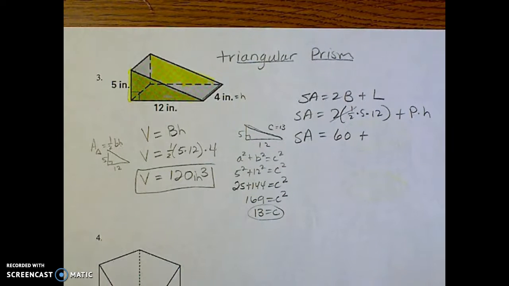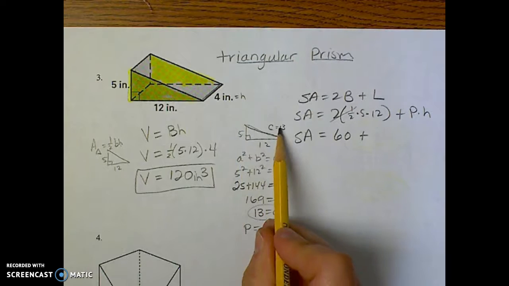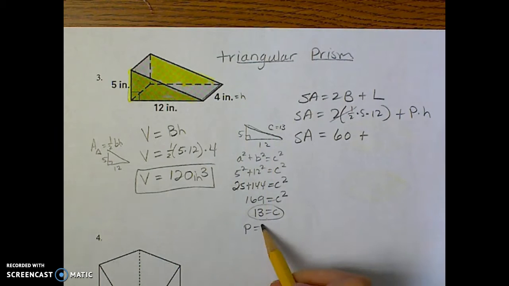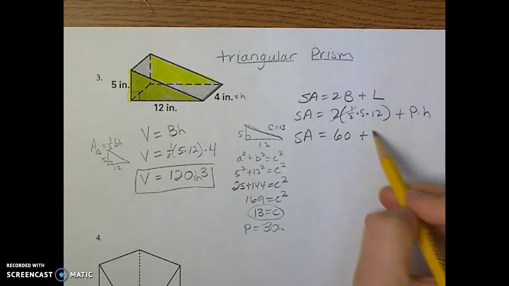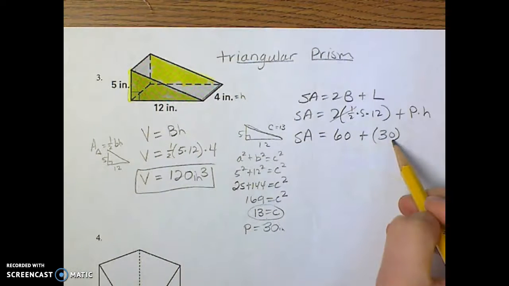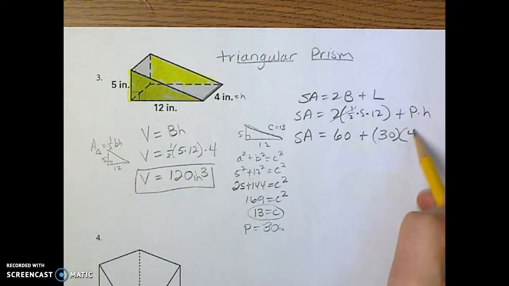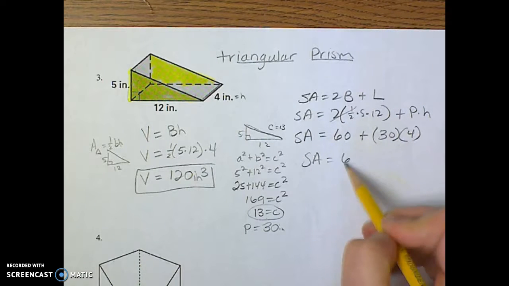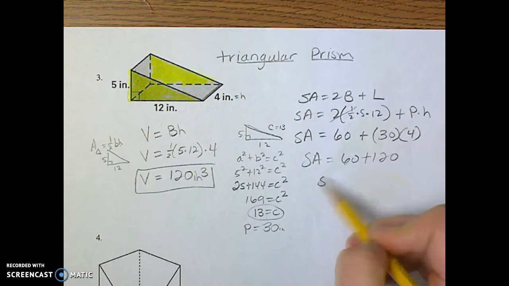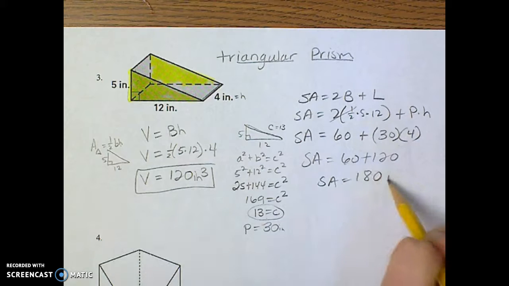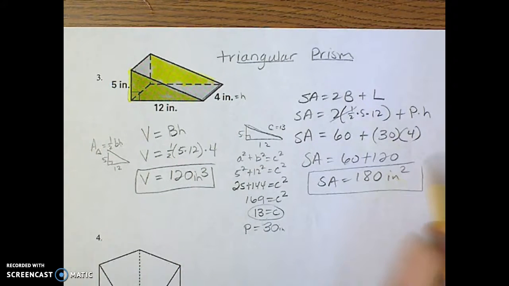If you did out these steps correctly, you found that the hypotenuse came out to be 13, which means our perimeter is going to be all three sides added together, which gives us a total of 30 inches. So I can plug in 30 for perimeter, and height is still 4. Simplifying, we get 60 plus 120, so a total of 180 square inches for our surface area.